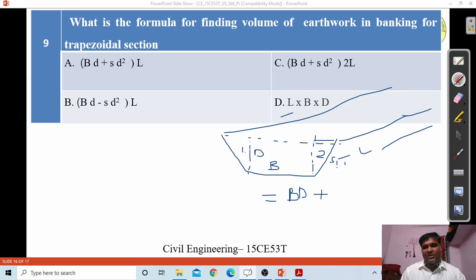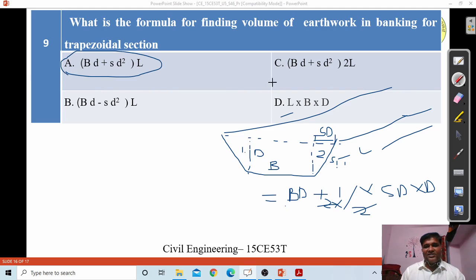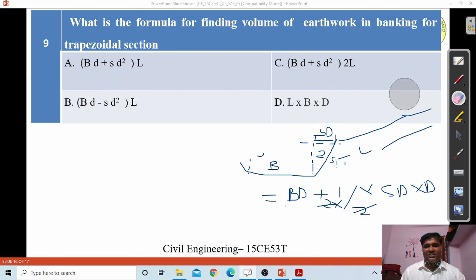So this width becomes S times depth. Two triangles are there, so half into two triangles, where the base is SD and the depth is D. The 2 cancels, so BD plus SD squared, times L, is the right answer. That is, A is the right answer.